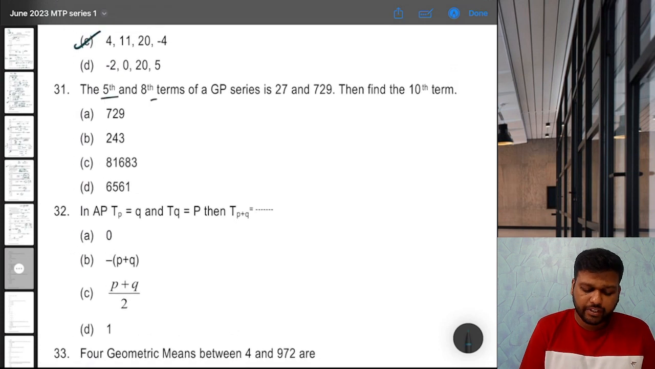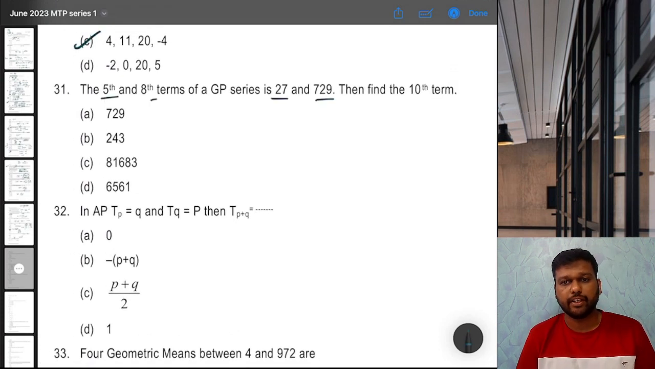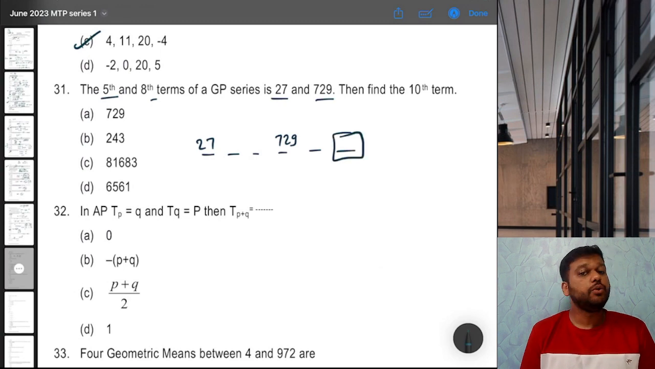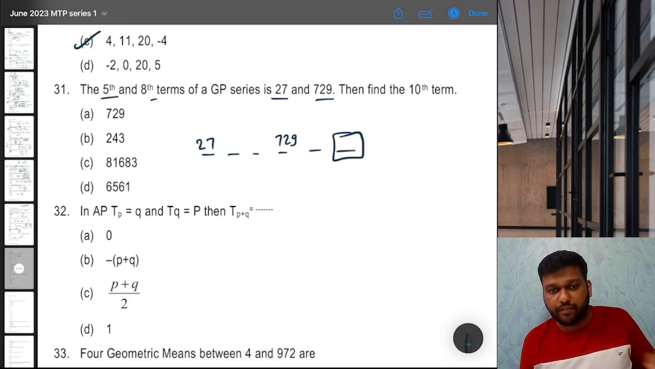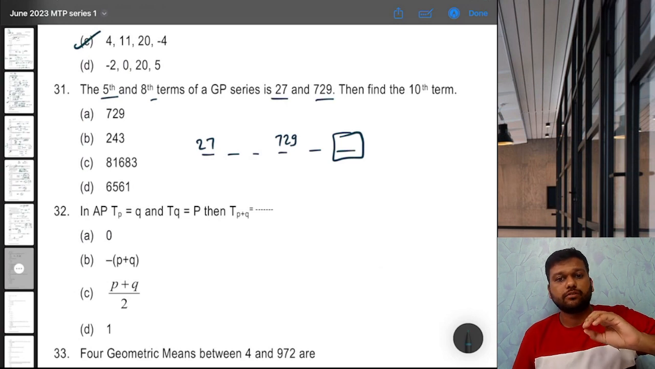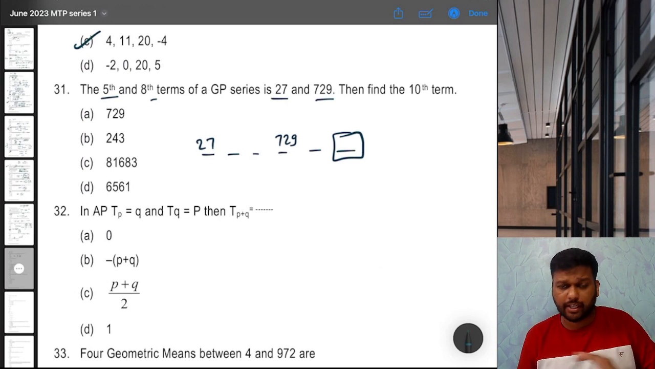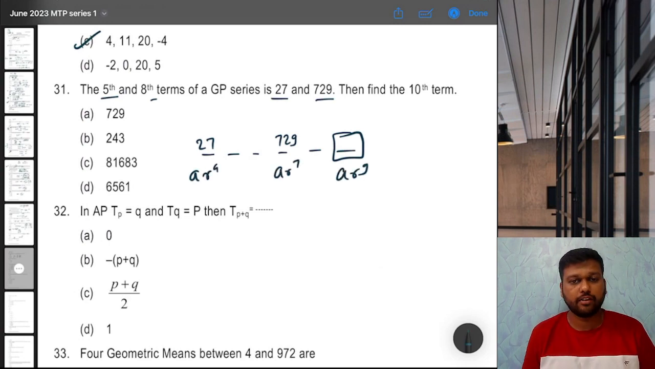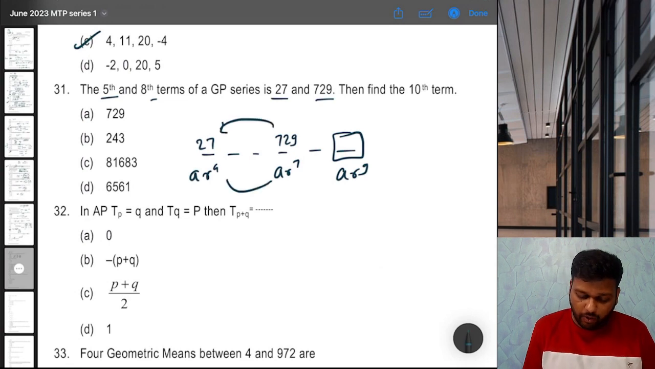Fifth and eighth term of a GP are 27 and 729. Then find the 10th term. Now understand, 5th, 6th, 7th, 8th. So 5th term is 27, 8th term is 729, and we want the 10th term. You can go by formula, that is absolutely fine. A into r raised to n minus 1. You will have A into r raised to 4, A into r raised to 7, A into r raised to 9. This divided by this will be what?